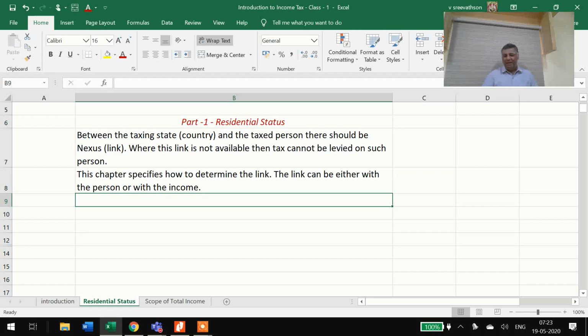Coming back, friends. This link is with the person, where we are talking about residential status. This is a very popular concept. Here and there you will hear that he is a non-resident. There is a third category, NRI, non-resident Indian, which is a developed concept. But resident, non-resident, how do I determine the residency of a person?